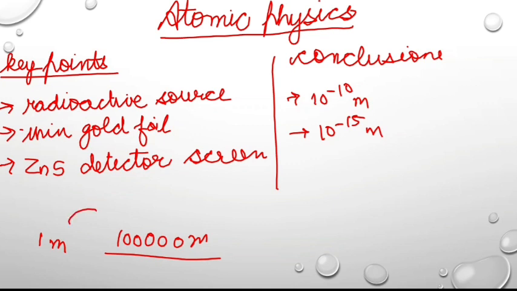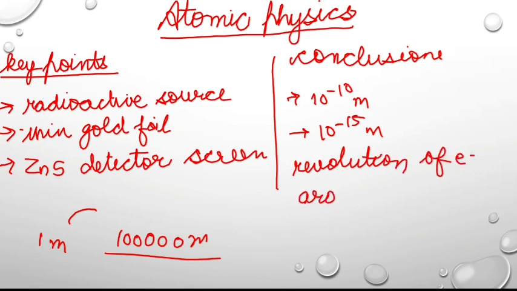These were the observations. Also, one of the conclusions is the revolution of the electrons around the nucleus. This was another important conclusion, and after that there are some extra conclusions that we are going to discuss here. Let us start studying those conclusions.